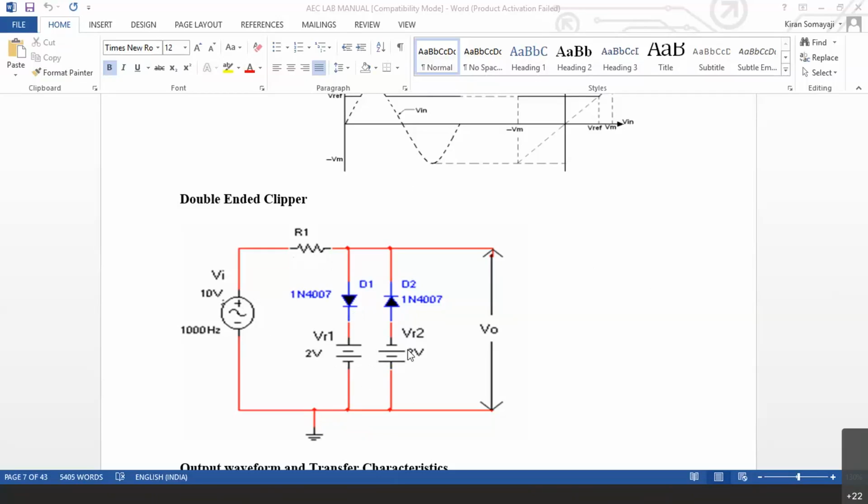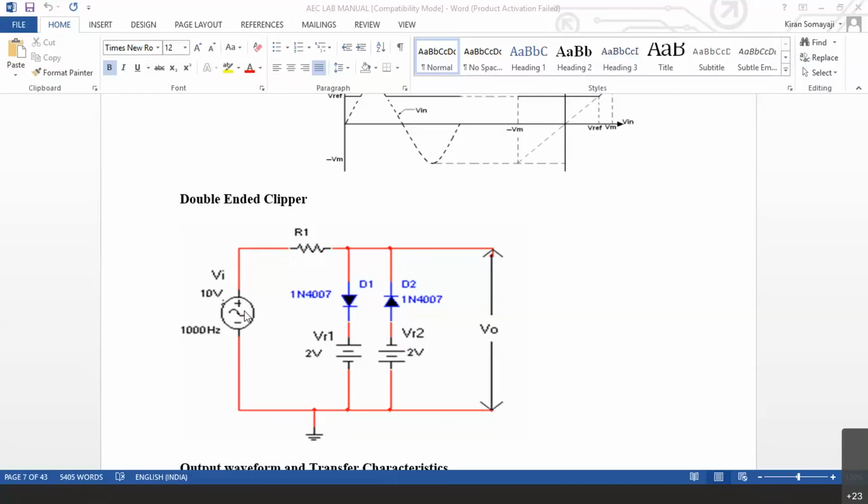Now, D2's anode is connected to the negative terminal of the battery. So D2 is off. D1's cathode is connected to the positive terminal of the battery. So D1 is also off. Normally, when we switch on this power supply, when this input is not given, both D1 and D2 are off. That means whatever is the signal there will come through R1, go to the output, pass through the CRO, and come back like this. The loop will be complete.